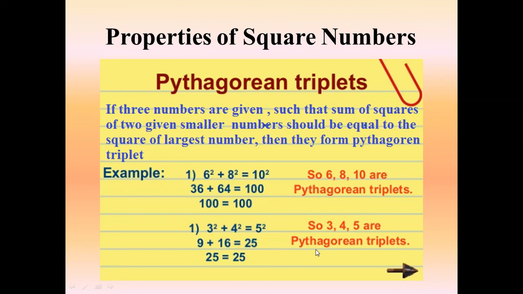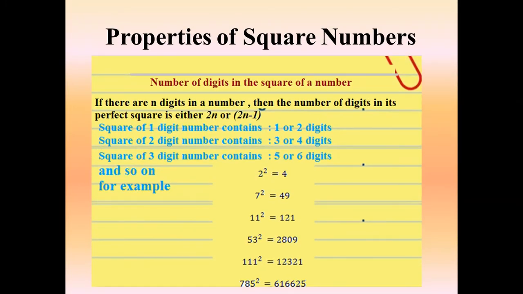If that comparison is done and they both are the same, then these three numbers are forming the Pythagorean triplet. Then, suppose you want to estimate the number of digits in the square of a number.